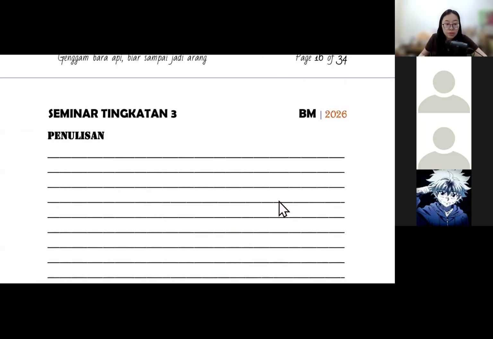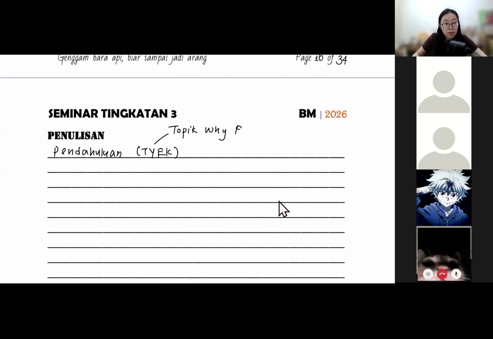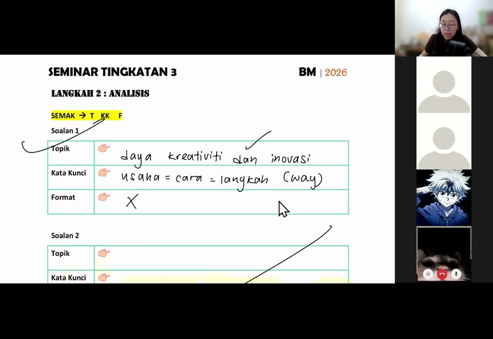Now, for pendahuluan, we are using TYEK. Do you remember what is TYEK? Wait, no one remembers. Topic, why, effect, and also kata kunci. So kata kunci is very important because you are telling your teacher what karangan you are writing. And then, so pendahuluan. My pendahuluan topic is daya creativity dan inovasi.